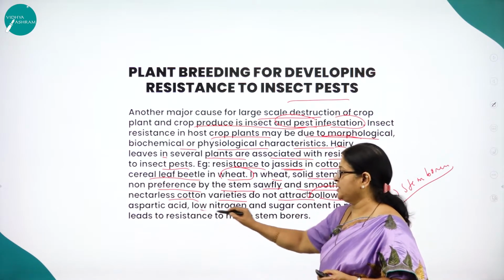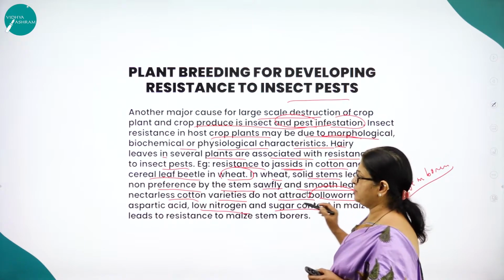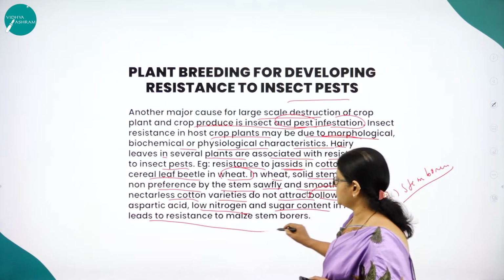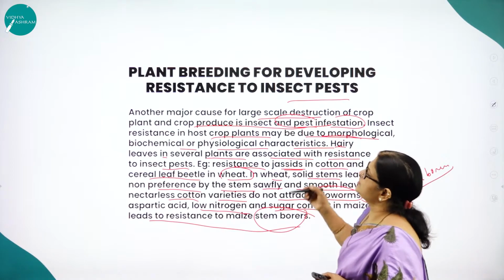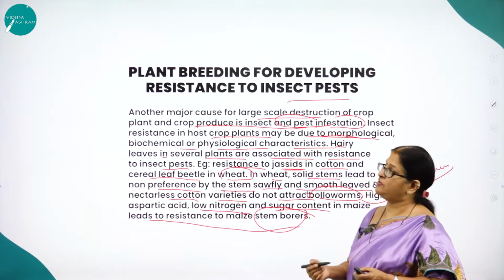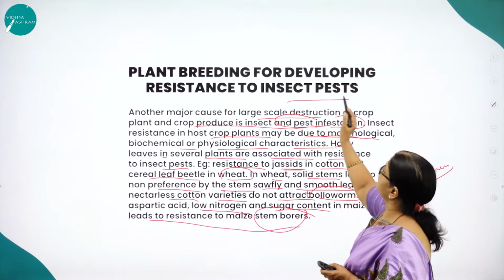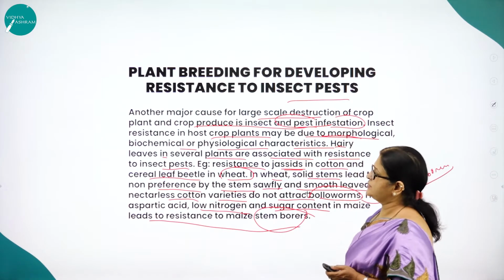High aspartic acid, low nitrogen and sugar content in maize leads to what? Resistance to maize stem borers. So all these are some of the techniques that are developed by plant breeding. Plant breeding for developing what? Resistance to insect pests.